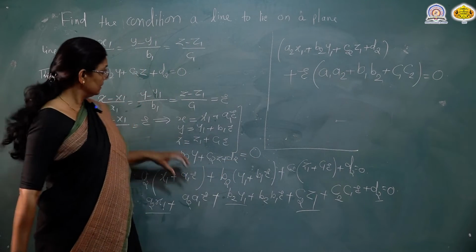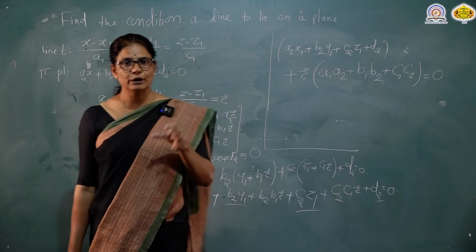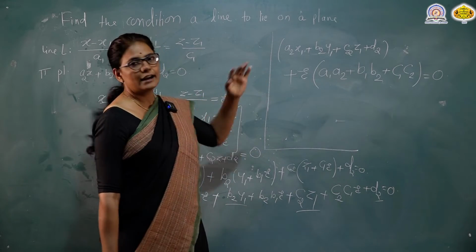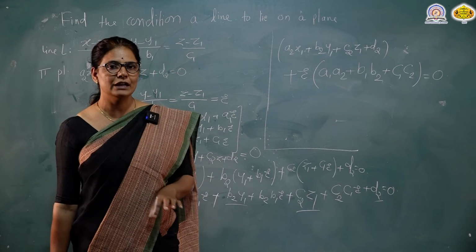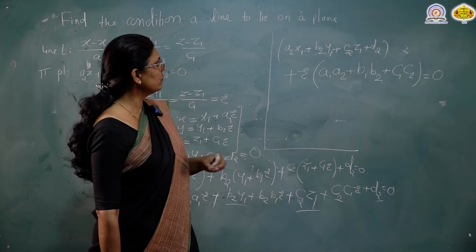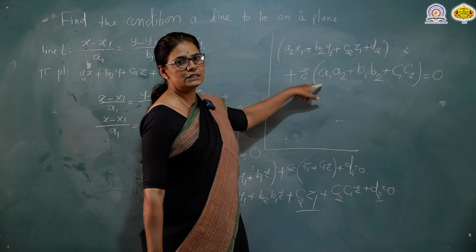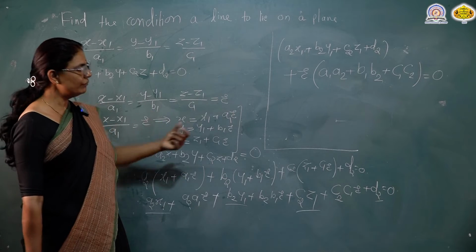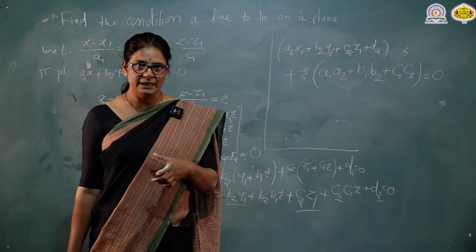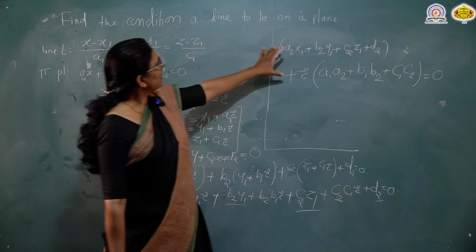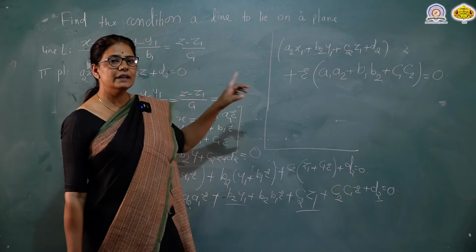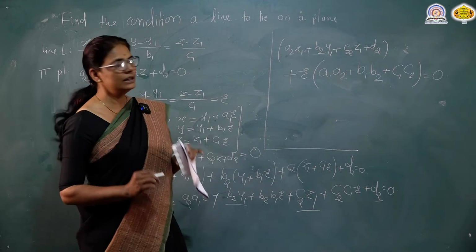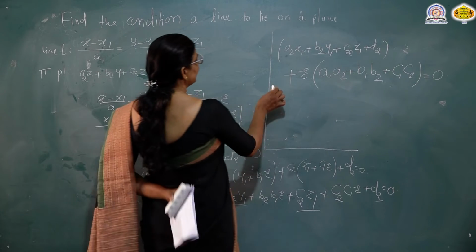So when we say that the line lies on the plane, it means each and every point of the line lies on the plane, that is, this equation is true for every value of R. And it is true for every value of R if and only if both the brackets are 0. Again, this final equation is true for every R if both the brackets are 0.